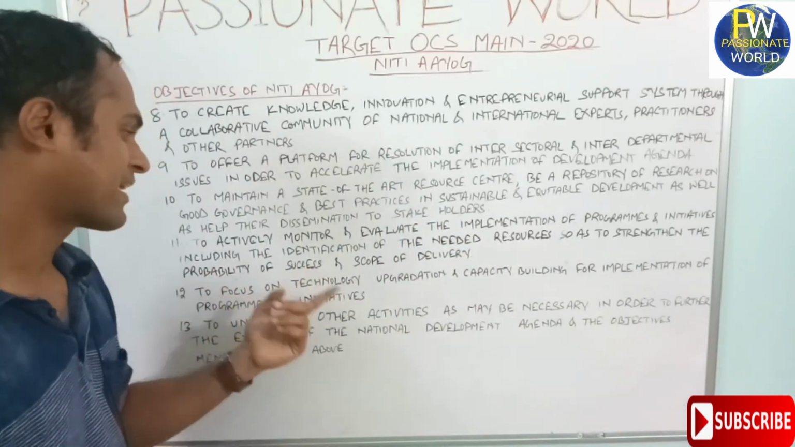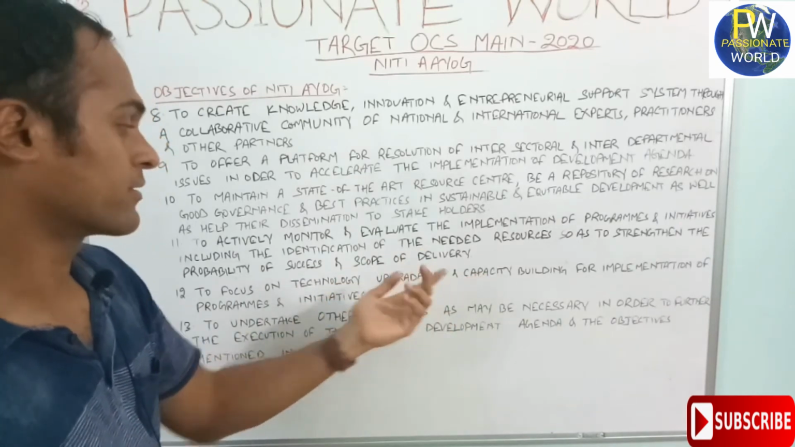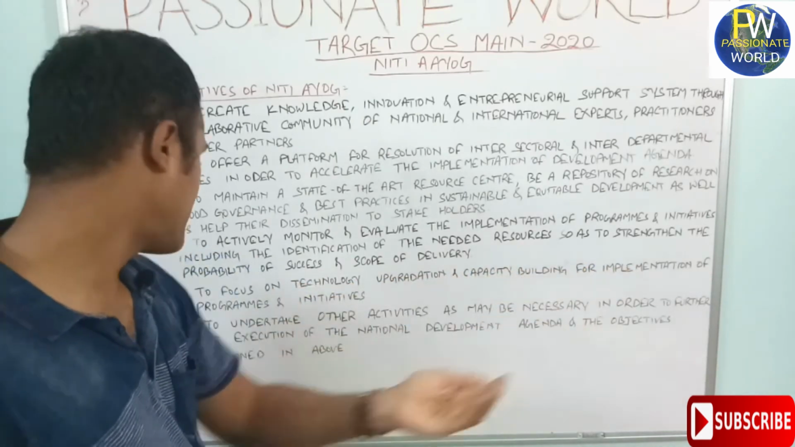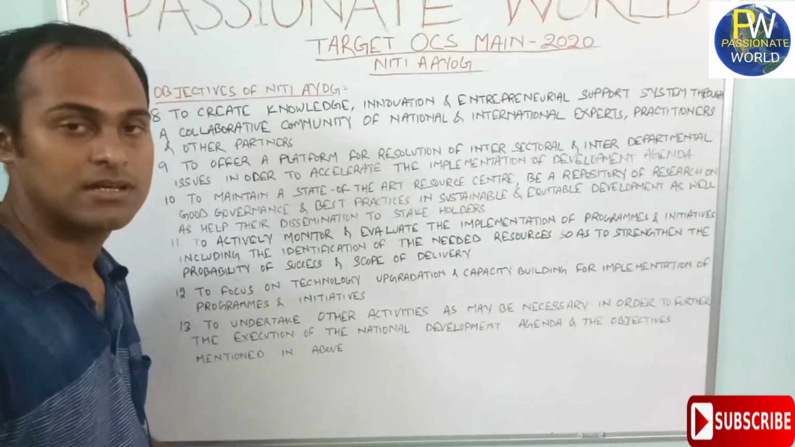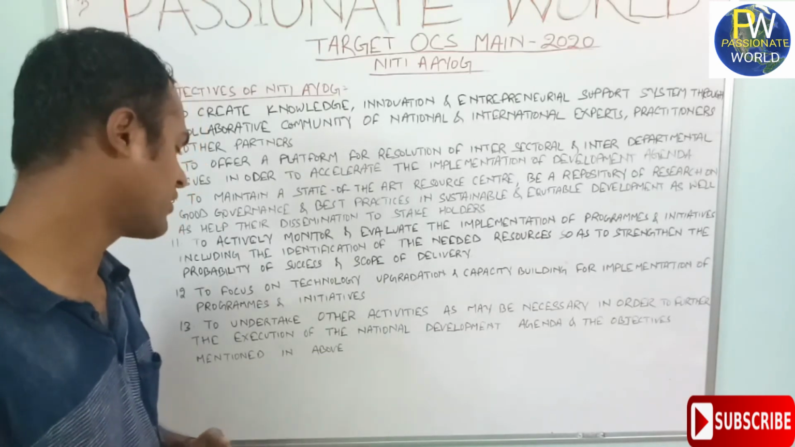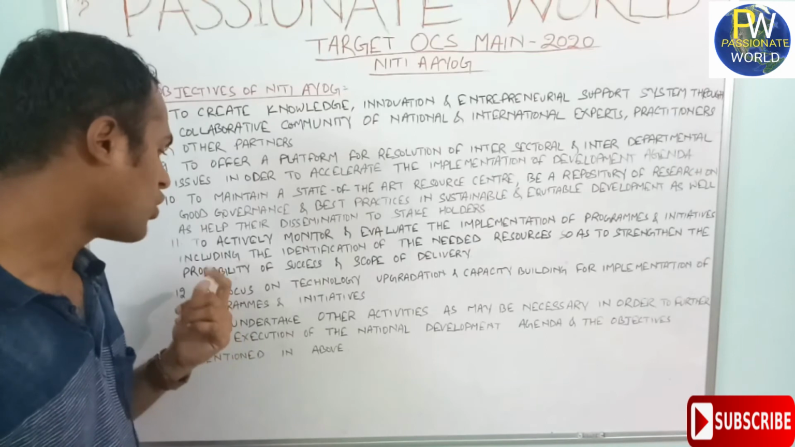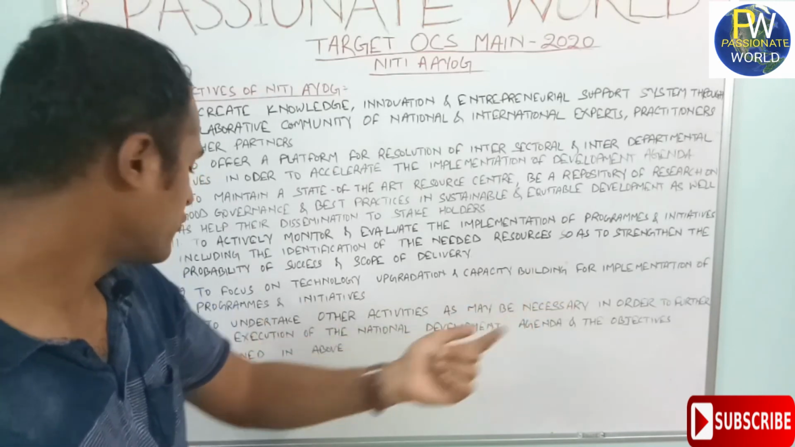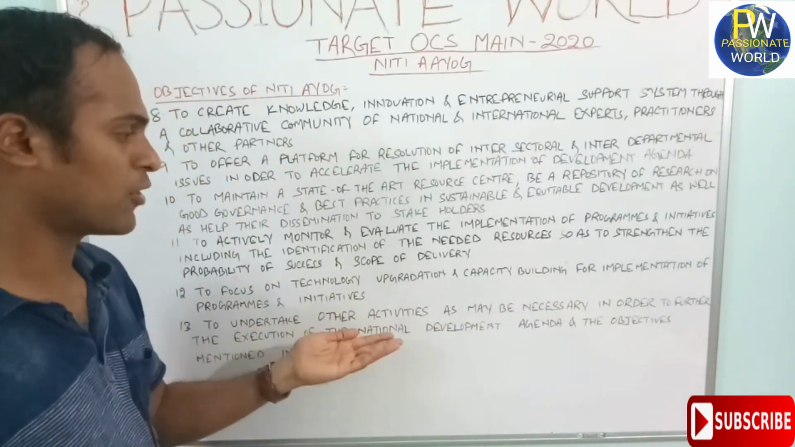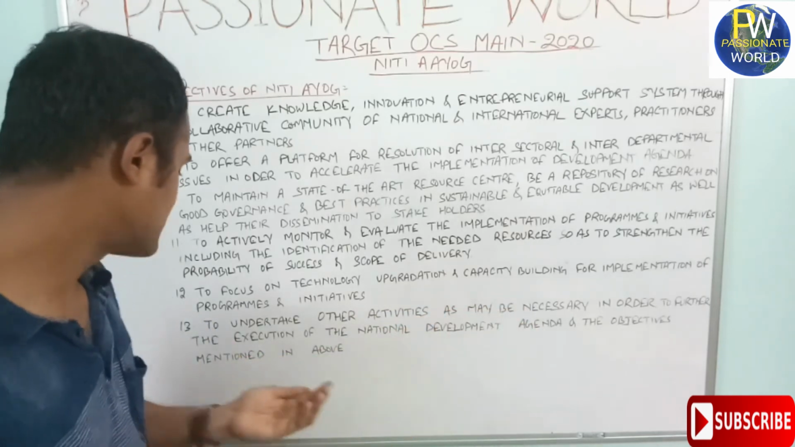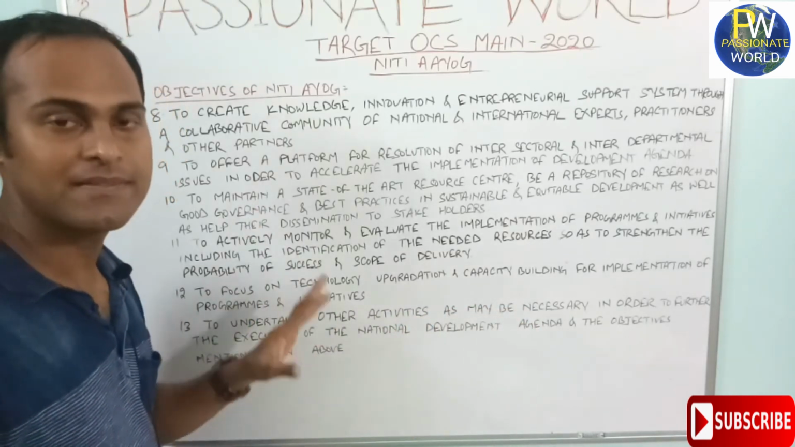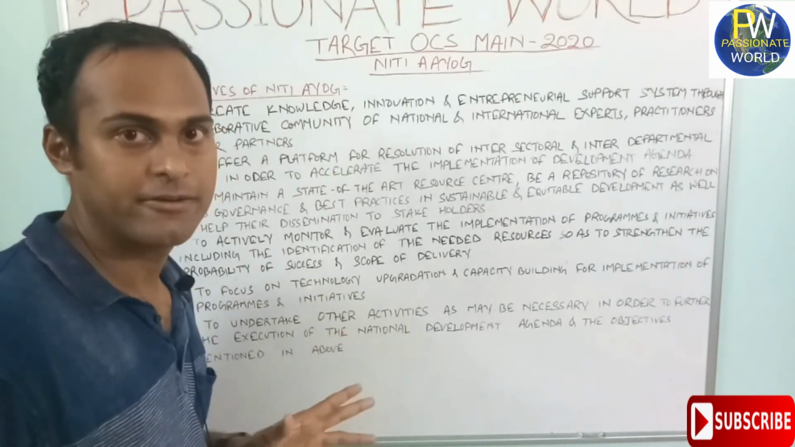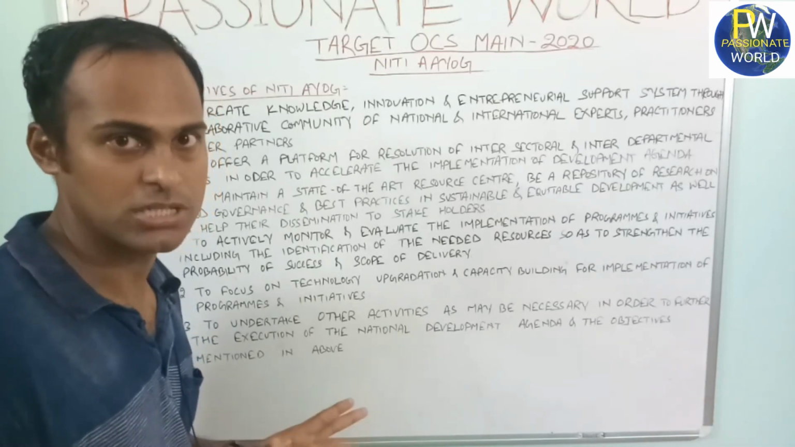Then, to focus on technology upgradation and capacity building. Technology upgradation is very important, and capacity building for implementation of programs and initiatives is another important aspect of NITI Aayog's transformation. Then, to undertake other activities as may be necessary in order to further the execution of the National Developmental Agenda and the objectives mentioned above. Everything culminates into NITI Aayog's blueprint for the socio-economic growth of the nation.